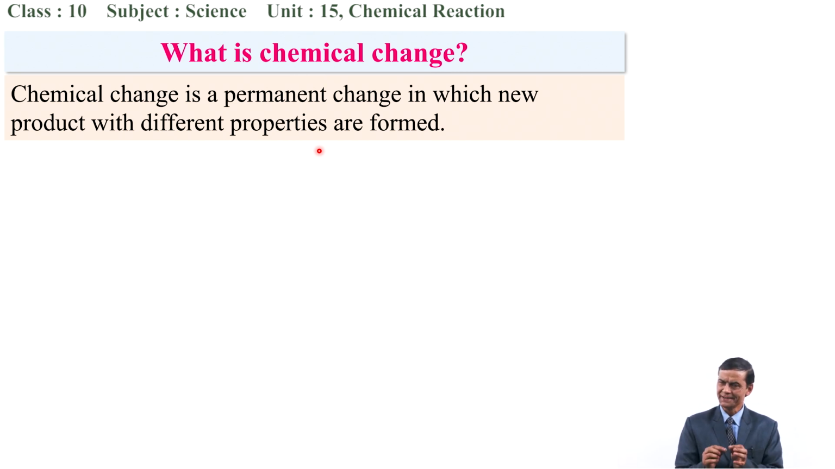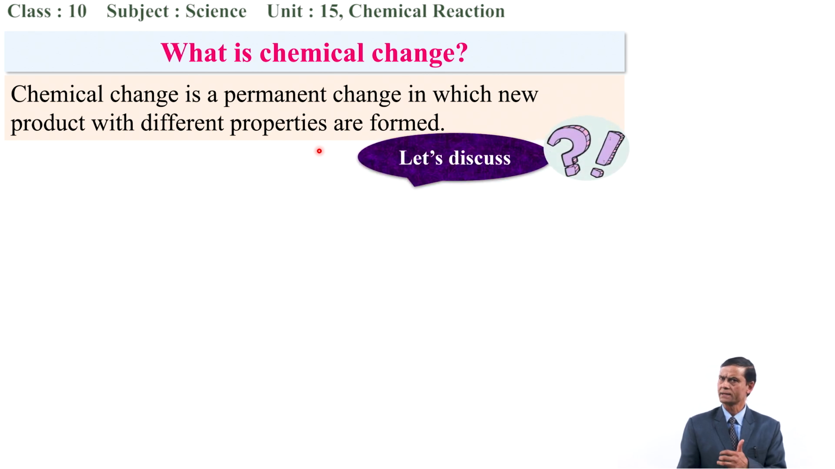Just we have done simple activity. When paper is burned, it converted into smoke, charcoal, ash, and heat and light energy are produced. So this kind of change is chemical change, and this is also an example of chemical reaction, because while forming chemical change, there involves chemical reaction. So chemical reaction or chemical change is a permanent change.